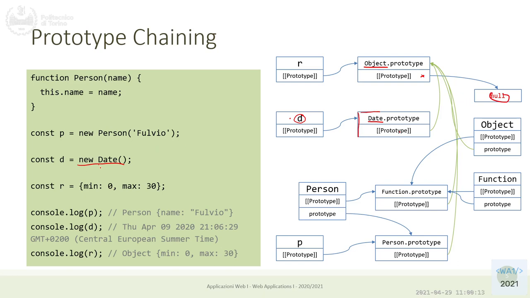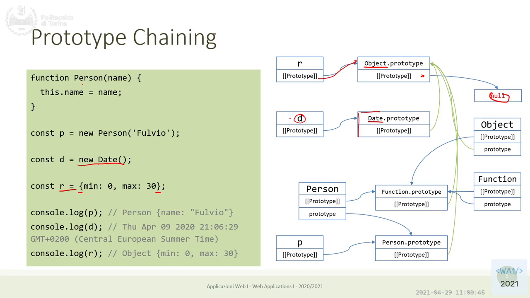When we create an object directly in the code, like here, without constructing it with a function, this R only has the Object prototype. Directly points to Object. It doesn't have a special type, let's say. It is not constructed by any other function, and so it's just a normal object.